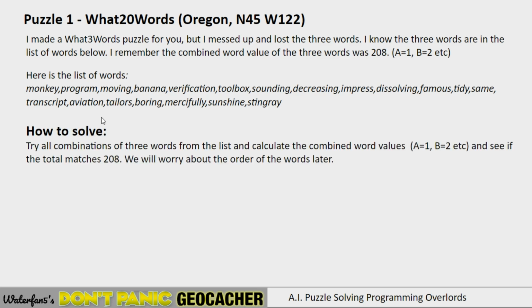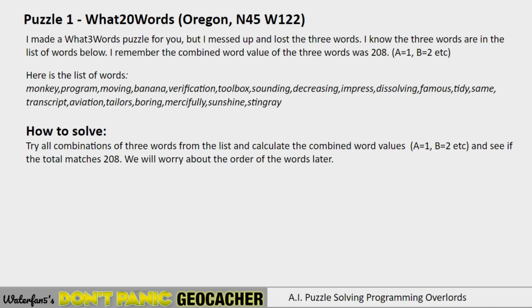So in other words, how do we solve this? We ask a computer: try all combinations of 3 words from this list, calculate the combined word value, and we tell it A is 1, B is 2. Sometimes we have to be more exact with computers and tell it step by step what to do. Fortunately, that was also in the original puzzle, but sometimes you have to add these details yourself to get the right answer. So explain it like you would explain it to a child, maybe. And then finally, see if the total matches 208. And then, as I mentioned, we'll worry about the order later. Once we have the right 3 words, there's only so many ways we can reorder those words.